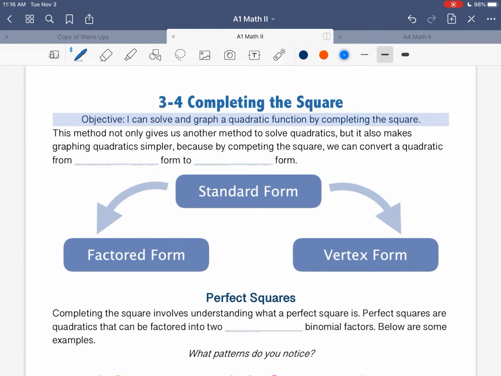All right, this is 3-4, completing the square. So our objective today is that you can learn to solve and graph a quadratic function by completing the square. Completing the square is a method we use to take quadratics from standard form to vertex form. Vertex form. So we're going this direction today from standard to vertex.